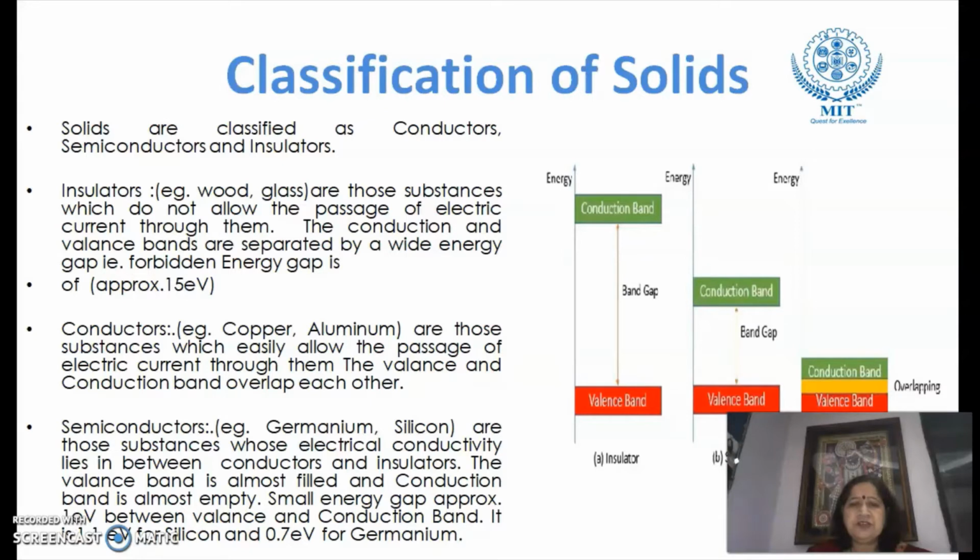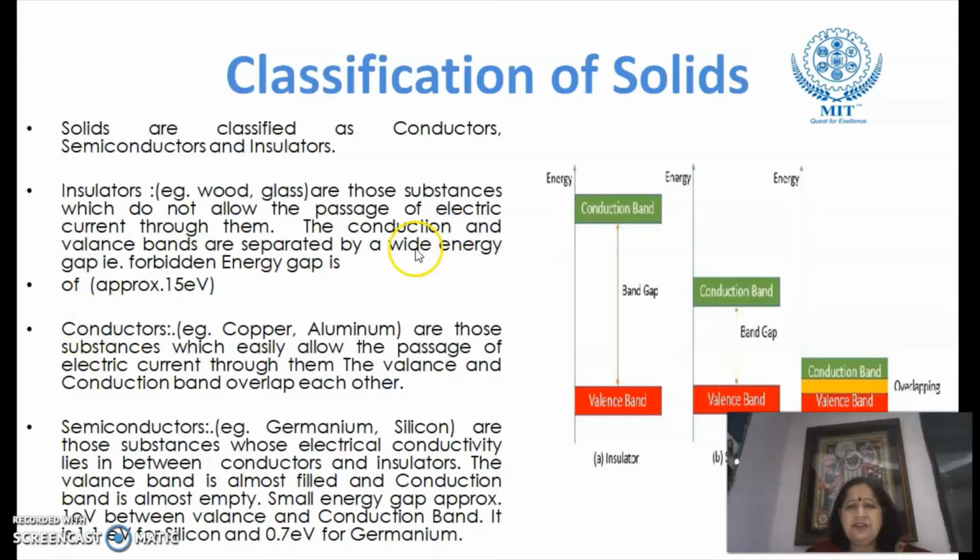Insulators are those substances which do not allow the current to flow through them. Example, wood, glass. Conductors are those substances which allow the current to easily pass through them. Example, copper, aluminum. And semiconductors have conductivity between insulators and conductors.